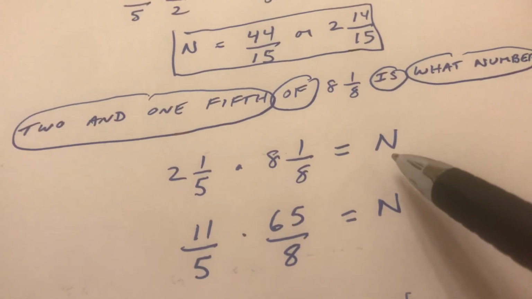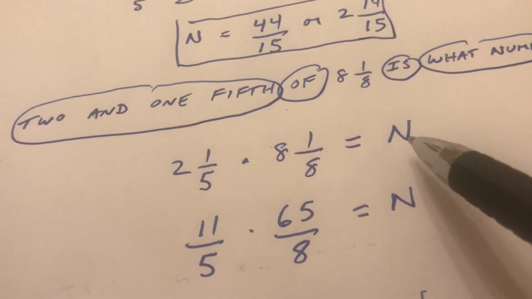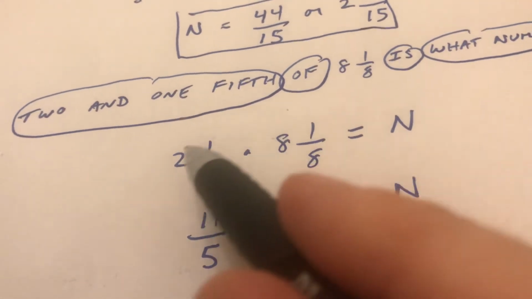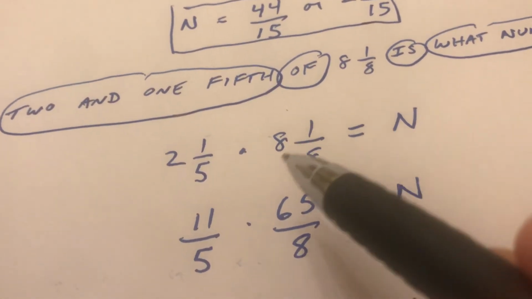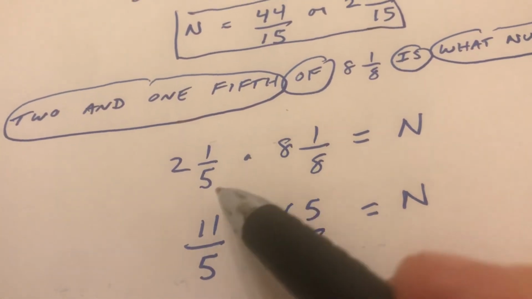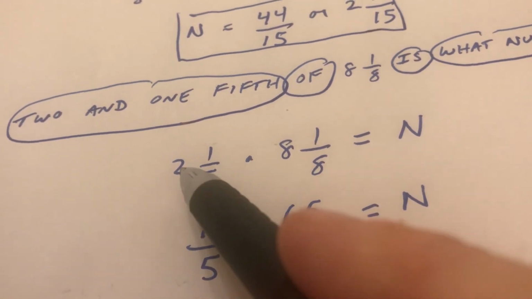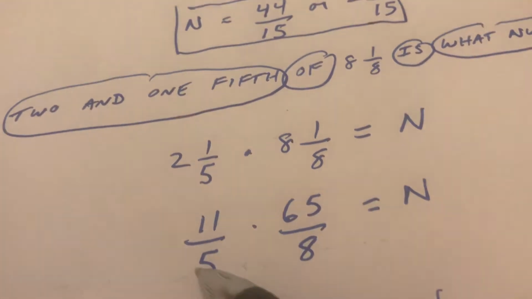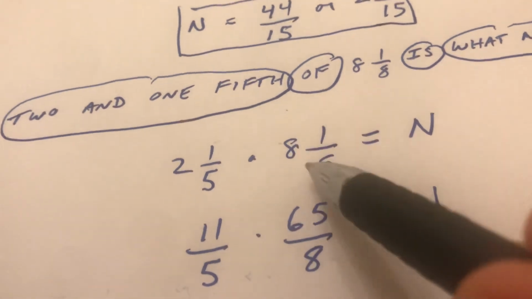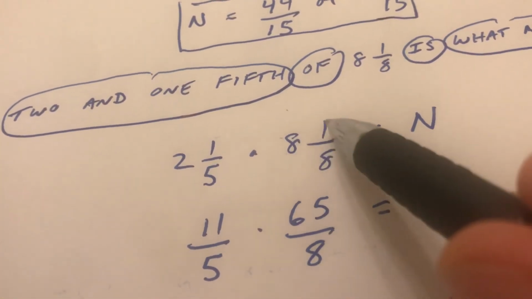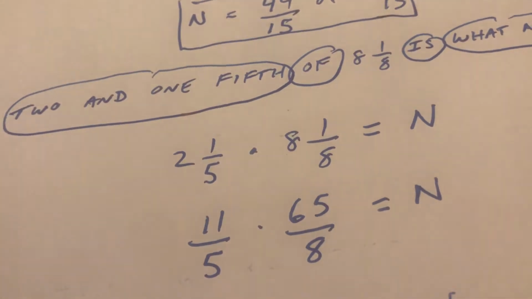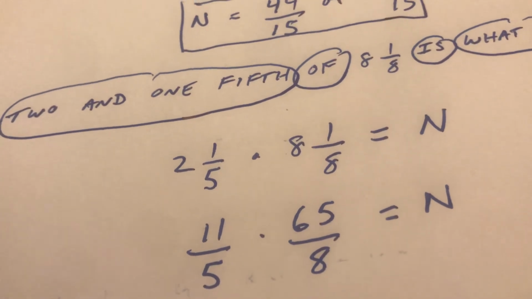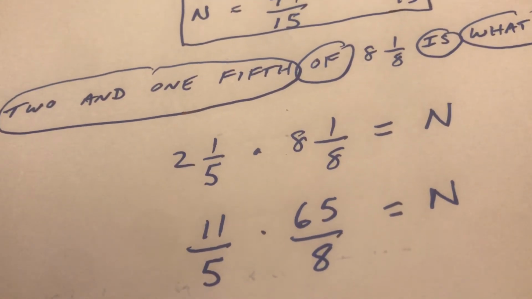So our goal is to get n all by itself. Well, it's already all by itself. So all we have to do is simplify this side. So we change the mixed numbers to improper fractions. 5 times 2 is 10, plus 1 is 11/5. And 8 times 8 is 64, plus 1 is 65/8. So whenever you multiply mixed numbers, you always want to change them to improper fractions.